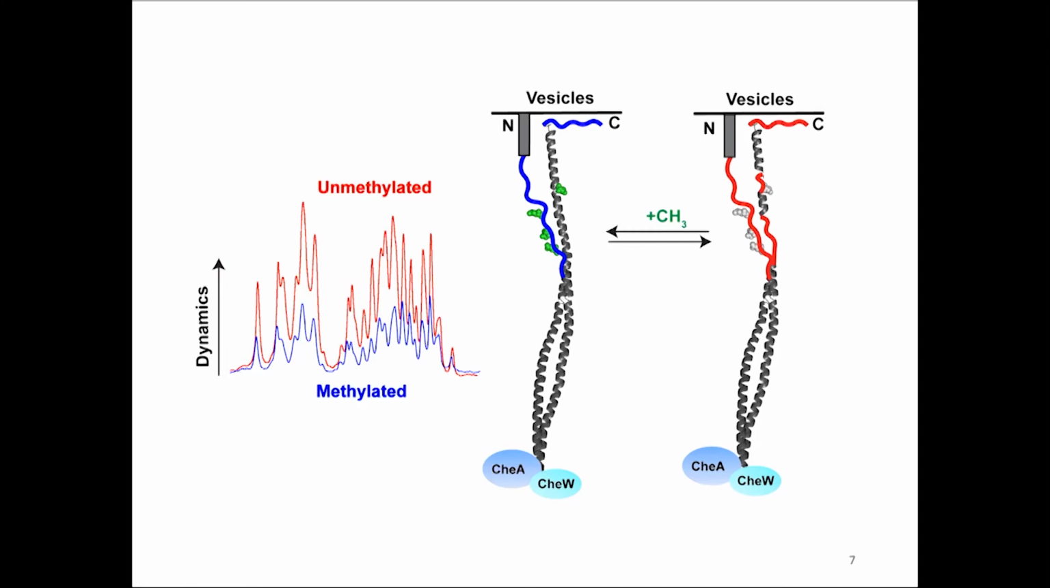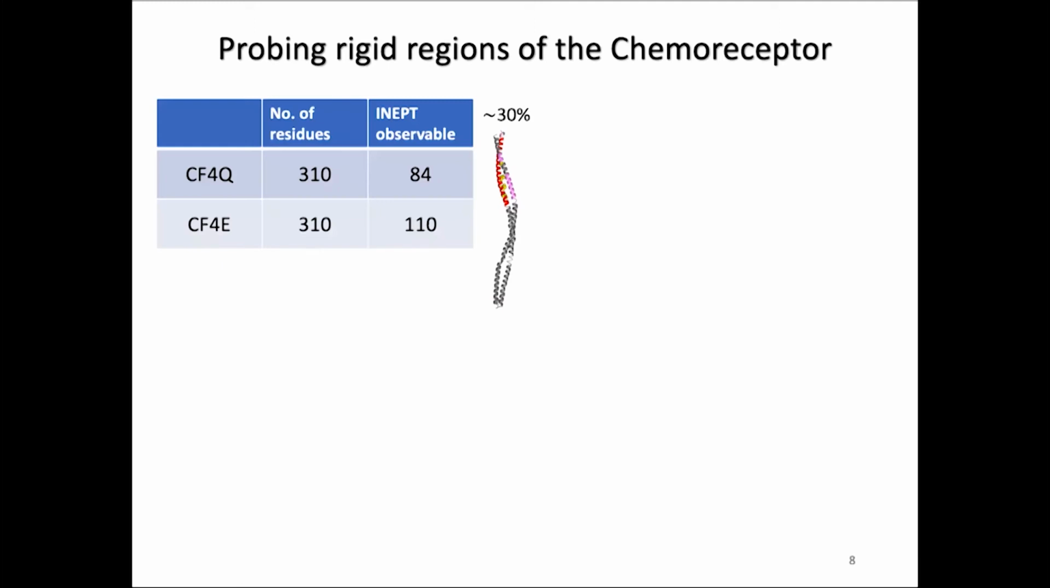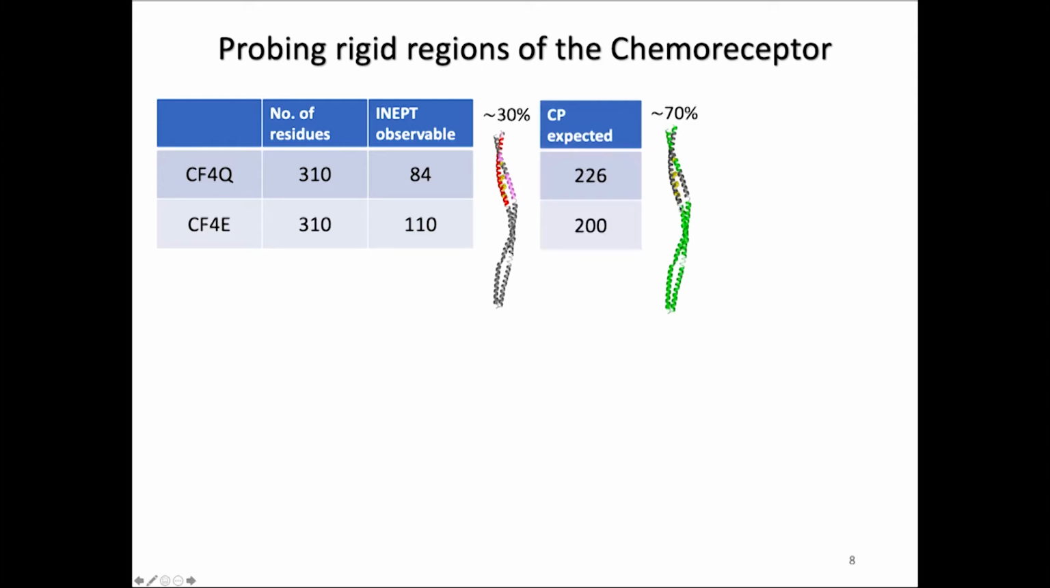So once we got the dynamics part sorted, we shifted our focus to the rest of the receptor, which we think should be rigid. We already know that around 30% of the residues are INEPT visible in our receptors. So we anticipated that we should be able to probe the rest of the 70%, all the green region. However, our initial CP-based experiments did not really give us a good signal.